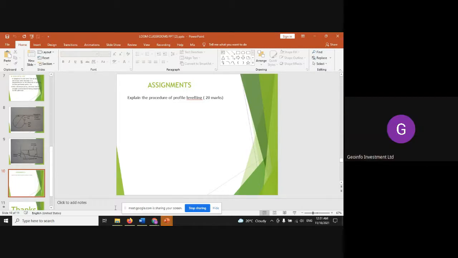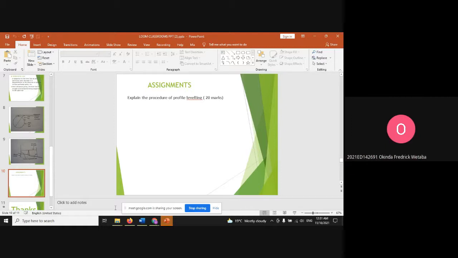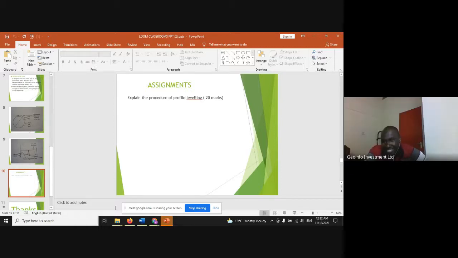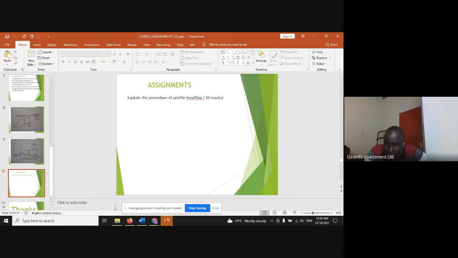What did we say leveling is? What is leveling? It is a process of determining elevations. Good. Leveling is the process of determining elevation.